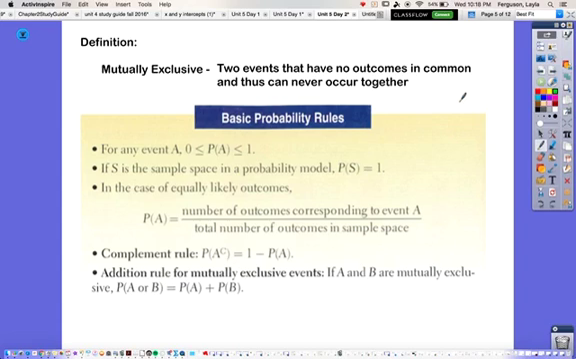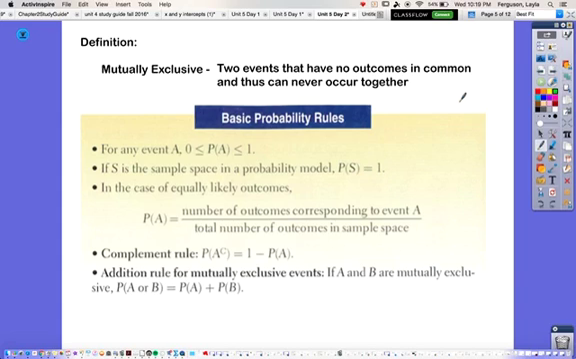Mutually exclusive means that two events have no outcomes in common and thus can never occur together. For any event A, 0 is less than or equal to probability of A less than or equal to 1. If S is a sample space in a probability model, probability of S equals 1. In the case of equally likely outcomes, the probability of A equals the number of outcomes corresponding to event A over the total number of outcomes in the sample space.